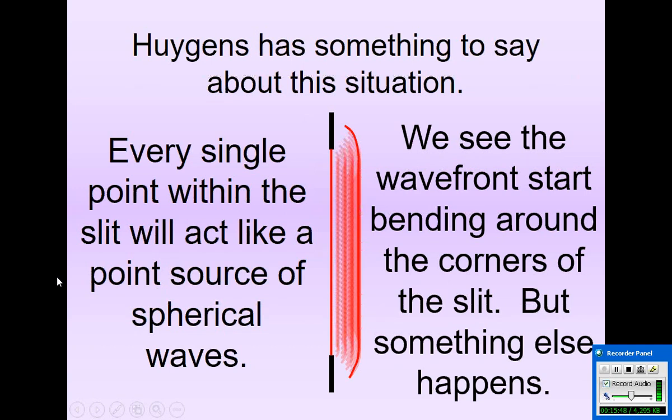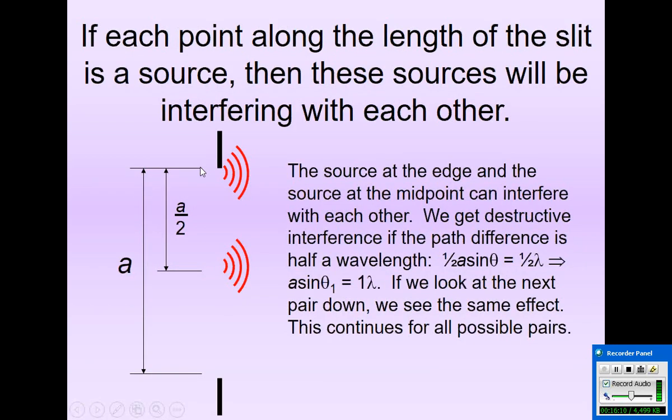But that's not the entire story. This is where it gets a little weird, because these individual sources acting as sources of light are interfering with each other. As crazy as this might sound, this is what is happening. So consider a source at the very top, right where it hooks up to the edge of the slit, and then another source right in about the center. And then we're just going to look at these possible pairs and their interference with each other.